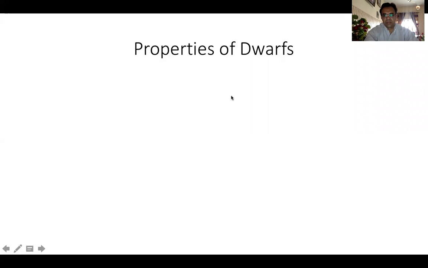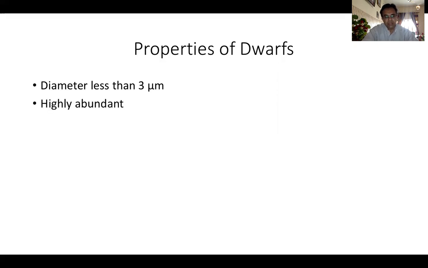So, regarding the dwarf cells, the different properties they have include, first of all, they're very small. The diameter is less than 3 micrometers. Secondly, they are highly abundant in the soil. As you see, more than 95% are the cells which are dwarf. And the abundance increases with depth.